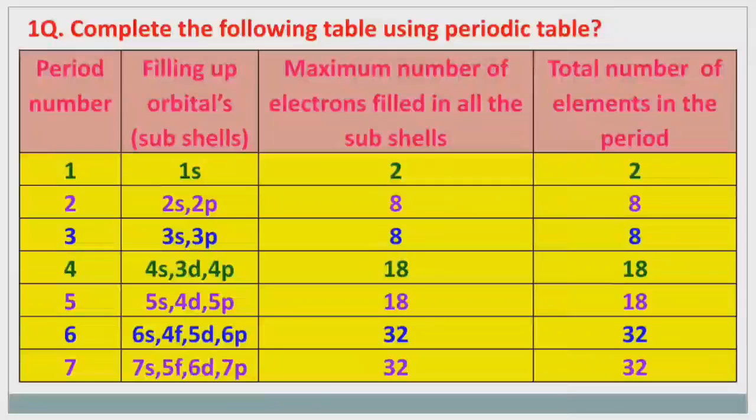Similarly, in the seventh period 7s, 5f, 6d and 7p orbitals are filled up. The total maximum number of electrons filled in the subcells is 32. So total 32 elements are there in the seventh period.